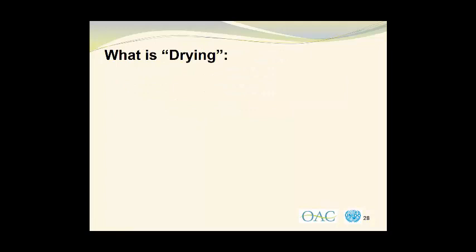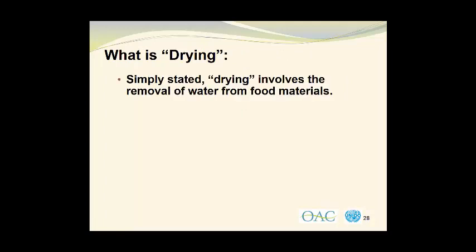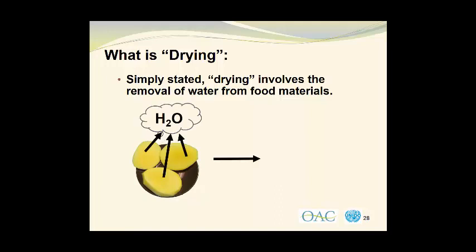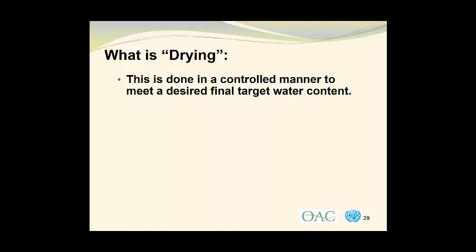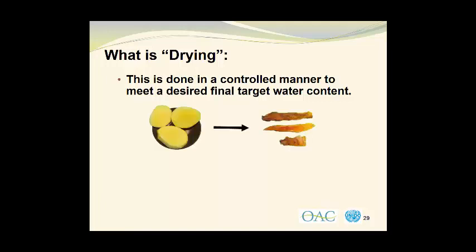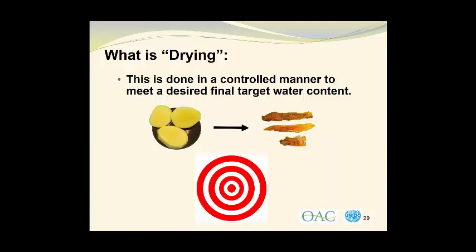Now let's look at a definition of drying. Simply stated, drying involves the removal of water from food materials. We have several slices of mangoes in this photograph that are losing their moisture, and in this drying process they are converted to dried mango slices. This is done in a controlled manner to meet a desired final target water content. The target water content is decided upon based on a number of factors that we will consider later. However, we need to hit the target as closely as possible.